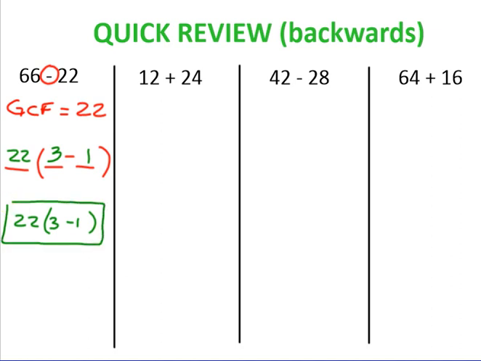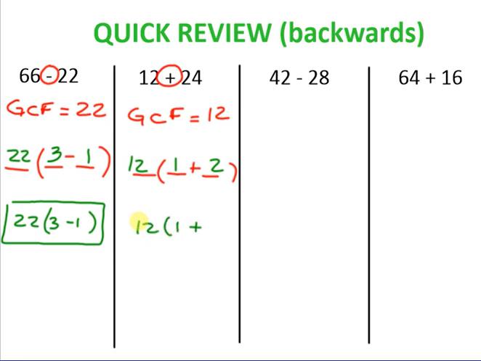All right, let's take a look at our next problem. 12 plus 24, we need to find our GCF. Our GCF here is 12. And then we're going to set up our forwards distributive property. This time we have addition on the inside. So we're going to put 12 on the outside. So 12 divided by 12 is 1. 24 divided by 12 is 2. And then I'm just going to rewrite it a little nicer right here.